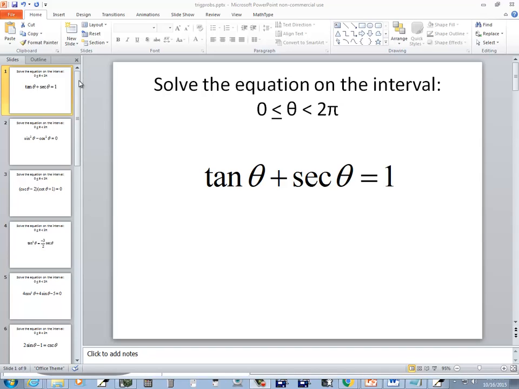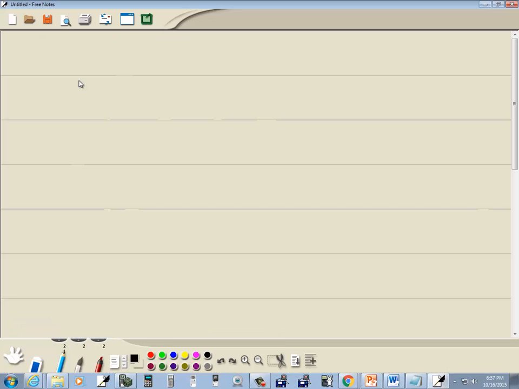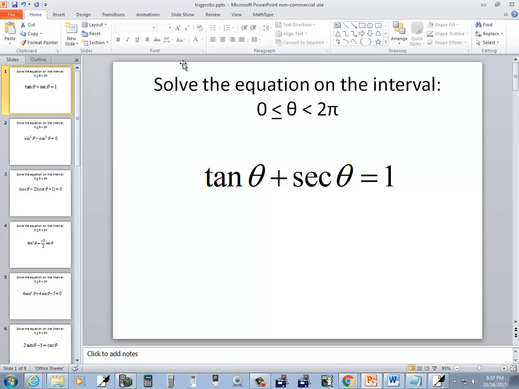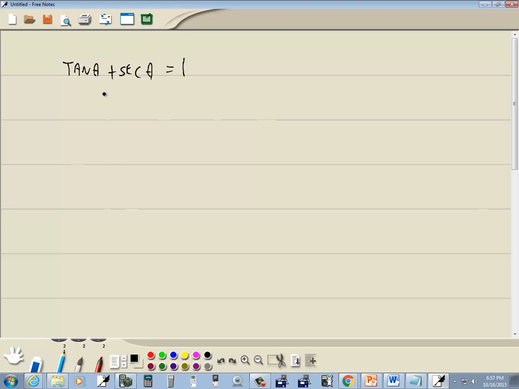Let's take a look at this problem. We got tangent theta plus secant theta is equal to 1. And our angle is between 0 and 2 pi. One technique is to rewrite everything in terms of sine and cosine.